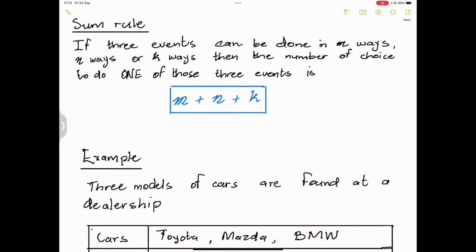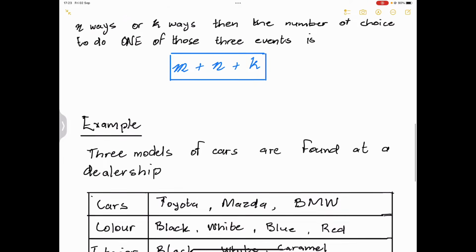Now, I'm going to make an example on that. The sum rule would be applicable when we have choices that are not independent. In this case, it means that the choice that you need to make is dependent on some other function. Now, let's make an example on that.